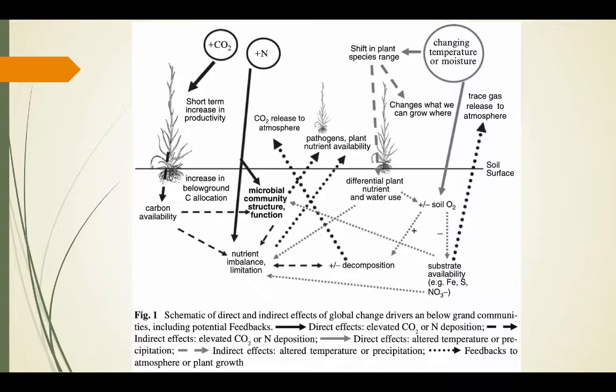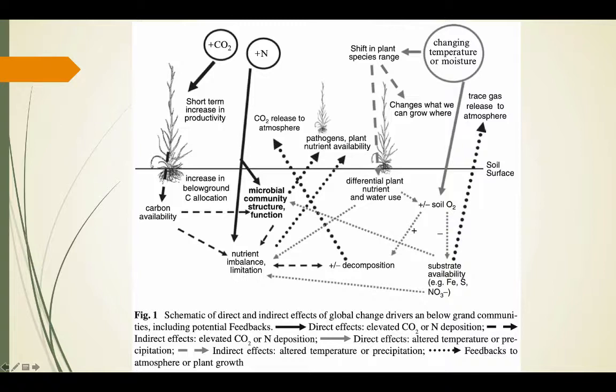So elevated CO2 could cause a short-term increase in plant productivity, which would increase below-ground carbon allocation, increase carbon availability. This then will lead to nutrient imbalances, plus or minus decomposition, possible microbial feedbacks to pathogens, plant nutrient availability, depending on if this changes the carbon use efficiency, we'll see more CO2 released to the atmosphere or not.